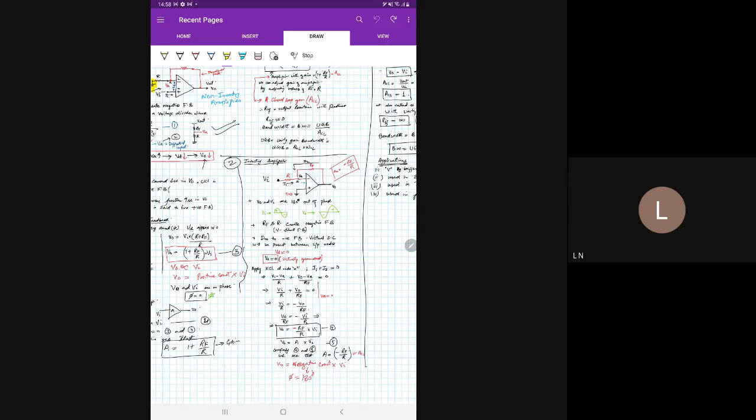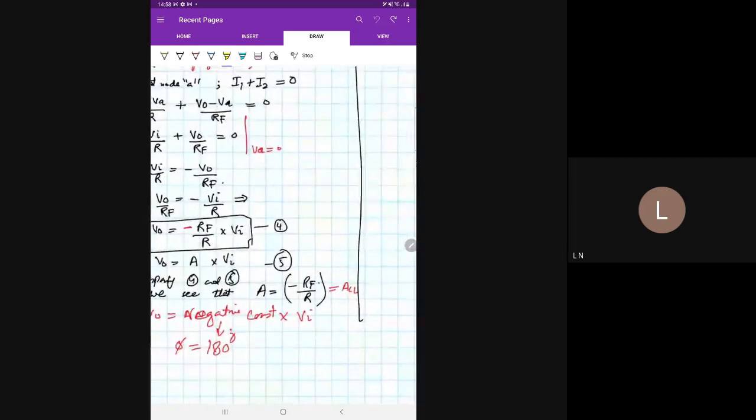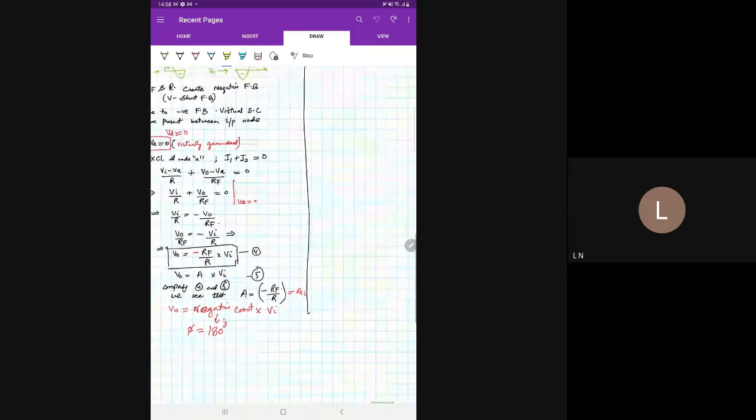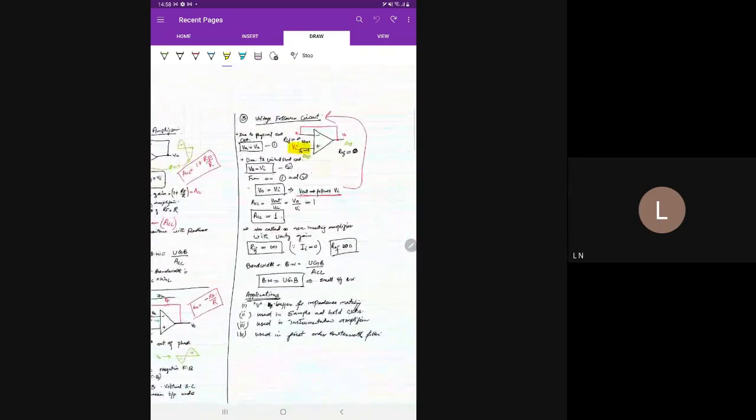But please note that in both these circuits, the gain can be adjusted. Here also, we can adjust the gain by changing the values of RF and R.